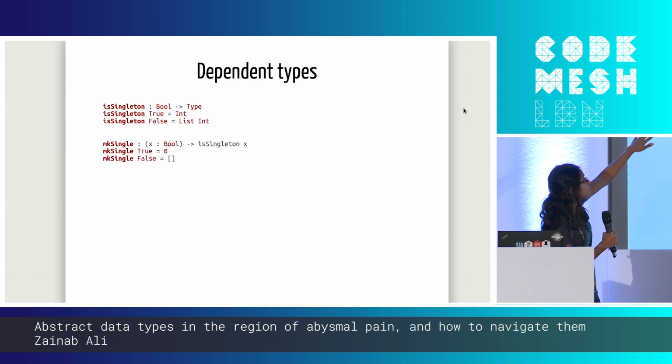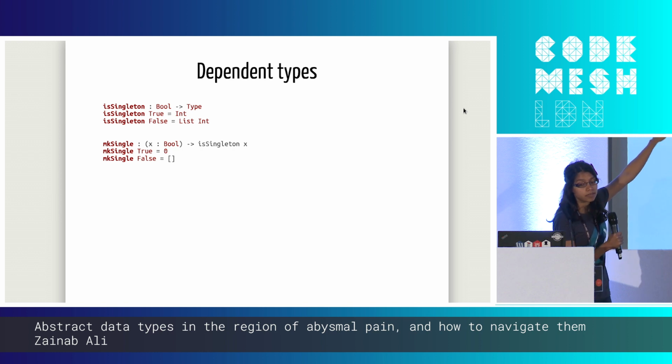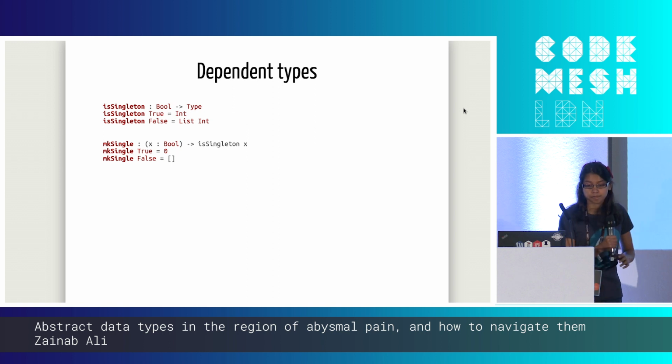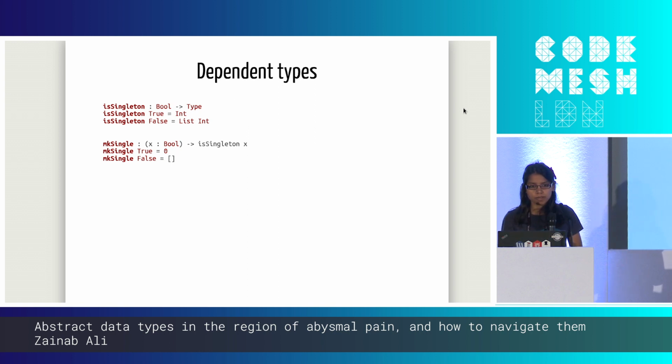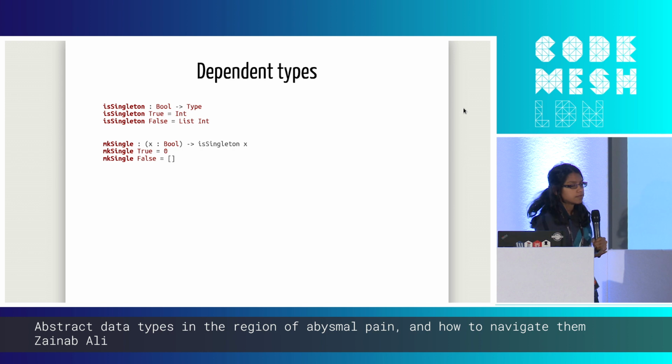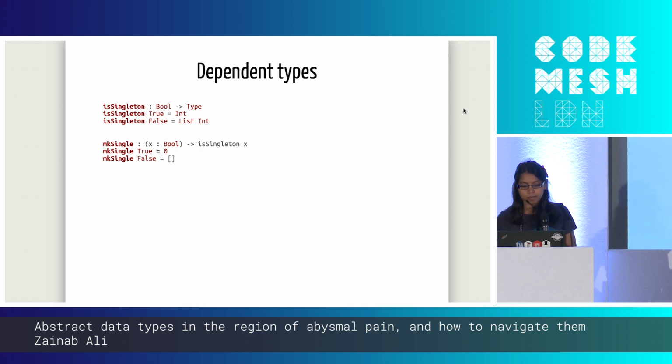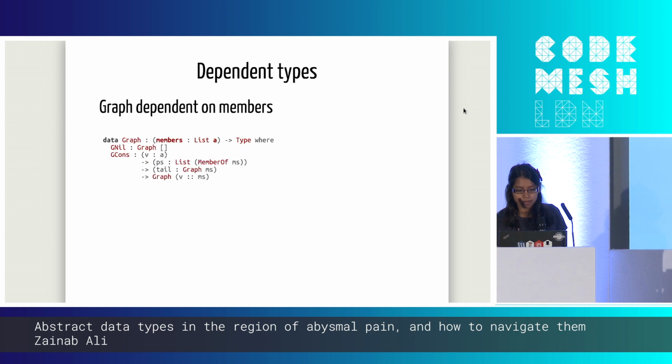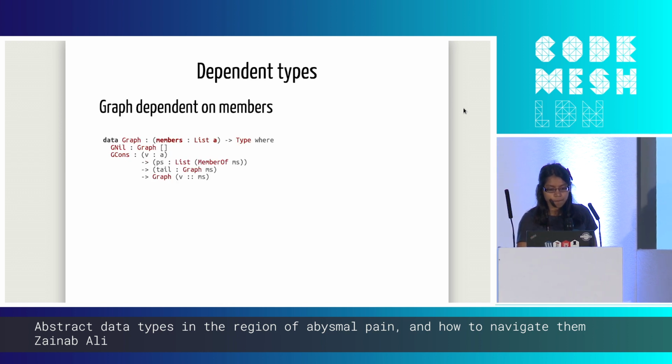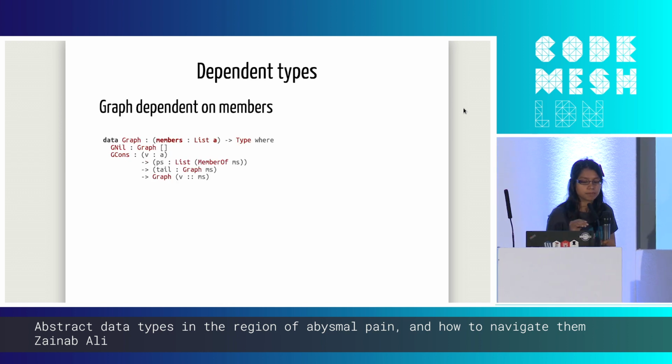If I take in true, I need to return an int. I return 0. If I take in false, I return empty list. Okay, so that's a really cool feature, but how does that help us solve our problem? Well, we can make our graph dependent on the members that it contains.